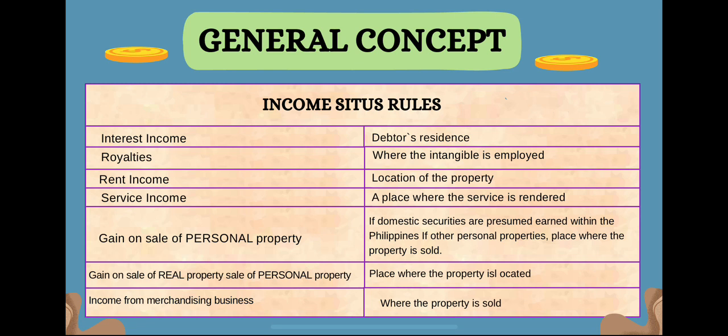Sixth is the gain on sale of real property. The situs of taxation is the place where the property is located. For example, I have a land in the Philippines. So it will be taxable in the Philippines because the land is located in the Philippines. The last is the income from merchandising business. It is where the property is sold, meaning it will be taxable where the property is sold.